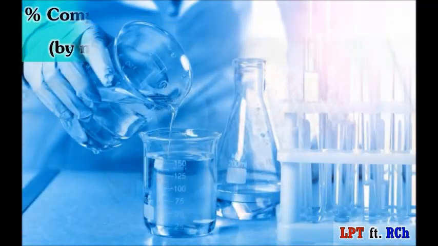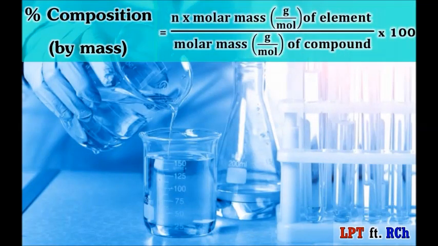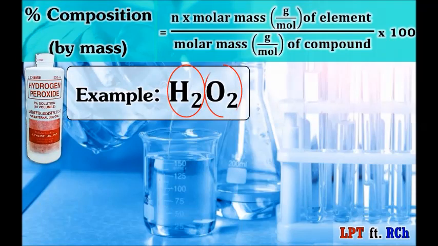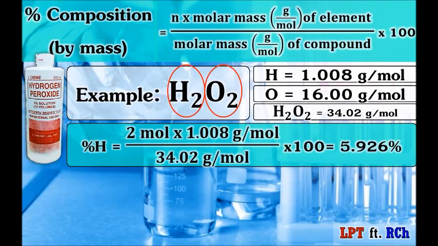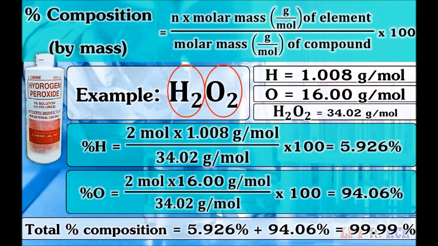The percent composition by mass of an element in a compound is equal to the number of moles, expressed as n, multiplied by the molar mass of an element, divided by the molar mass of the compound, times 100. For example, in hydrogen peroxide, there are 2 moles of hydrogen atoms and 2 moles of oxygen atoms. The percent composition of hydrogen is equal to 2 times 1.008 grams, the molar mass of hydrogen, divided by 34.02 grams, the molar mass of hydrogen peroxide, times 100, and is equal to 5.926%. The same calculation is done for the oxygen atom.